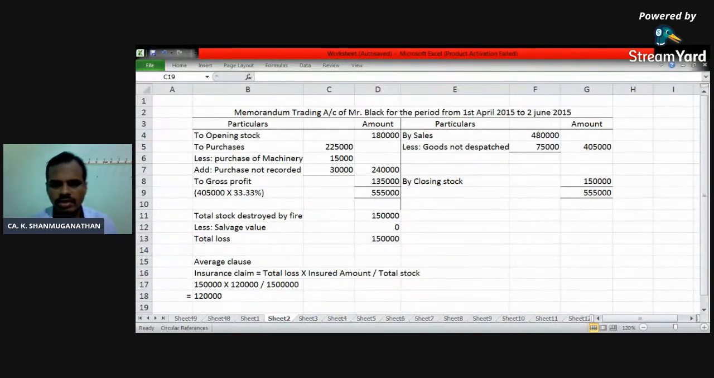No problem, Sai Sriram. You got 1 lakh 50,000, right? Janaki also gives that 1 lakh 50,000. Correct.